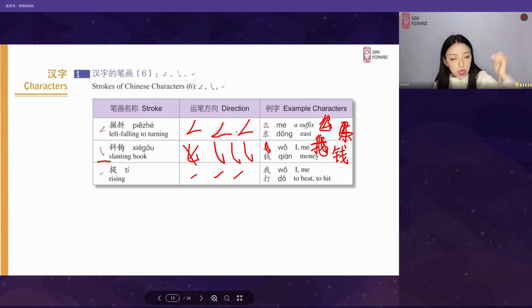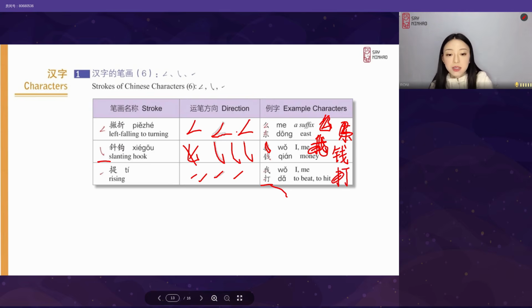Rising up. It looks a little bit like the mark of second tone, okay? Rising up. Let's see. So in 我 here, there is the 提. Next is 打, to beat, to hit. Let's see it. First a short horizontal, and then a vertical hook, and then a 提, rising. And then these things. This part is 提. Okay, let's write it again.